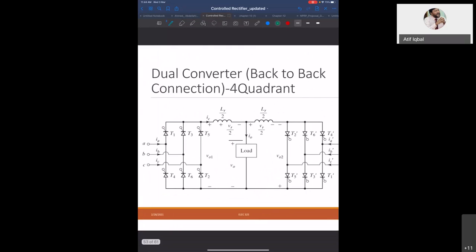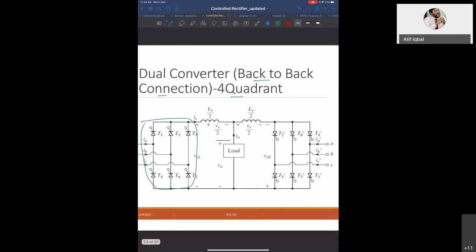And next is about the dual converter, the back-to-back converter. This is called a back-to-back converter, four-quadrant operation. You have a three-phase bridge rectifier, and this is another three-phase bridge rectifier, but they are connected in inverse fashion. This is minus plus, and this is minus plus. This is called a four-quadrant converter because it will be able to operate in all four quadrants.